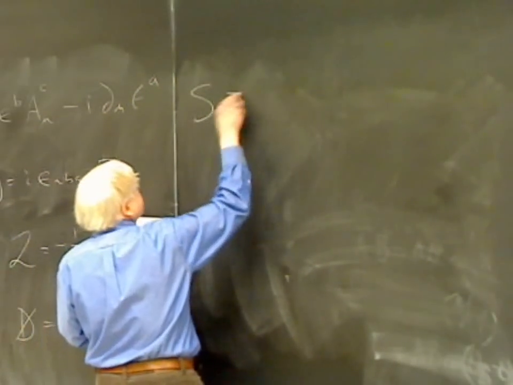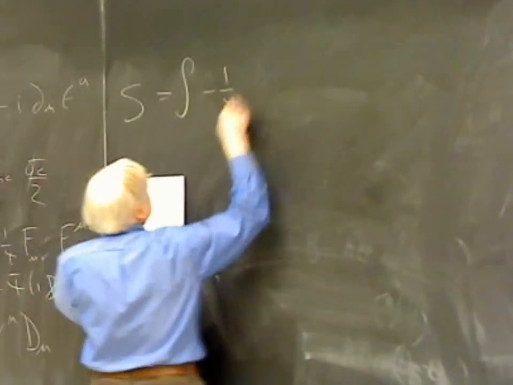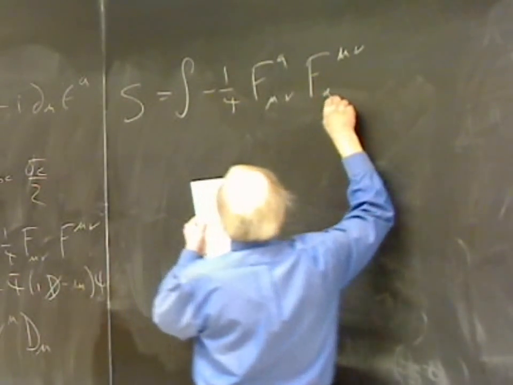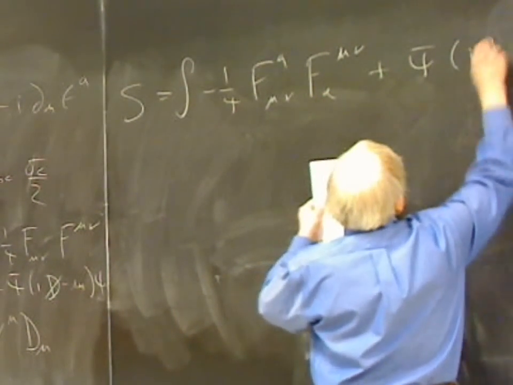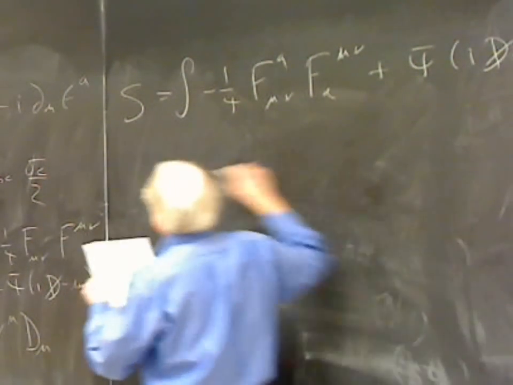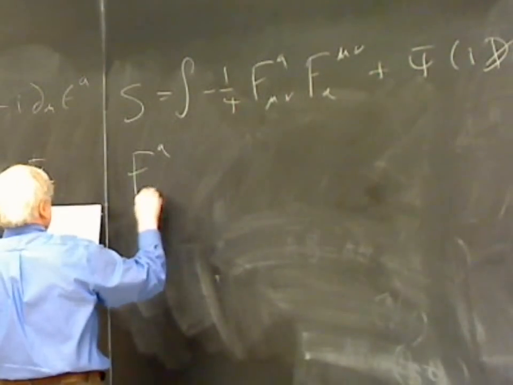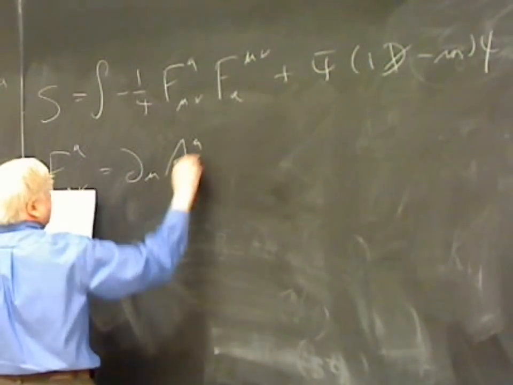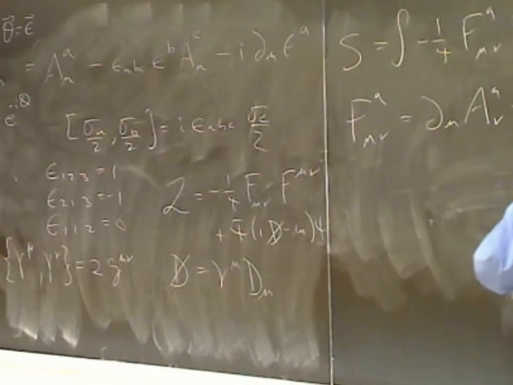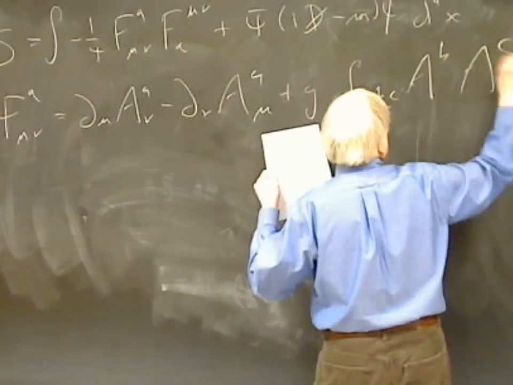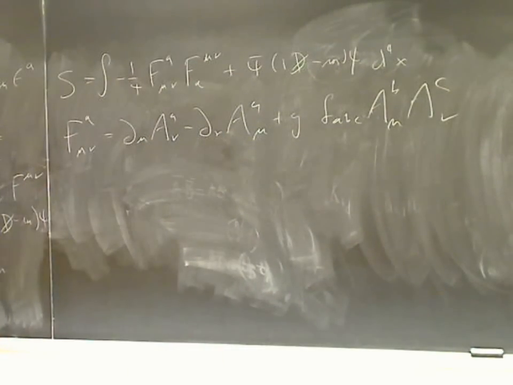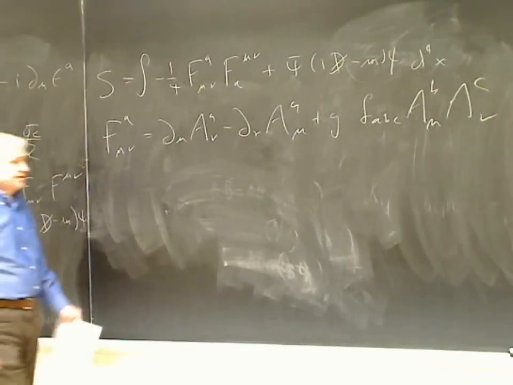In a non-abelian case, S is an integral of minus a quarter F A mu nu F mu nu A plus psi bar I d slash minus M psi d fourth x, and now F A mu nu is d mu A nu minus d nu A mu plus g f A B C A B mu A C nu. These are the structure constants of which epsilon A B C is a particular example for SU2.